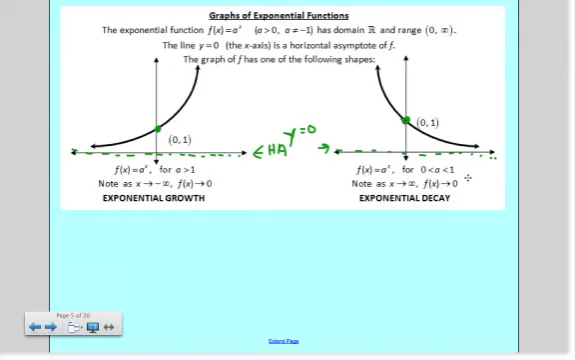Okay. Now there are no vertical asymptotes in exponential functions. I know it may look like it here, but that's not the case. It's going to keep getting bigger. Forever and ever.